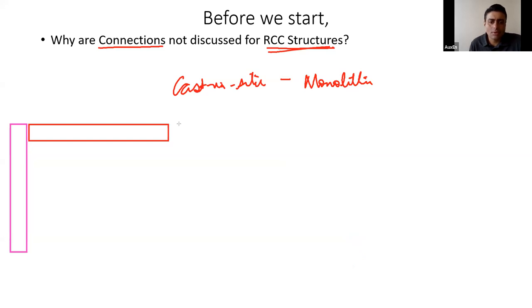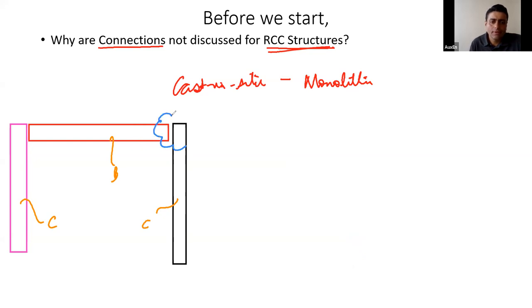Let's say I have shown you here three different elements, and assume it to be the elevation. This is a column, this is another column, and this is a beam. I have to join these three together, and wherever I have to join them, I will have to join them using a connection.